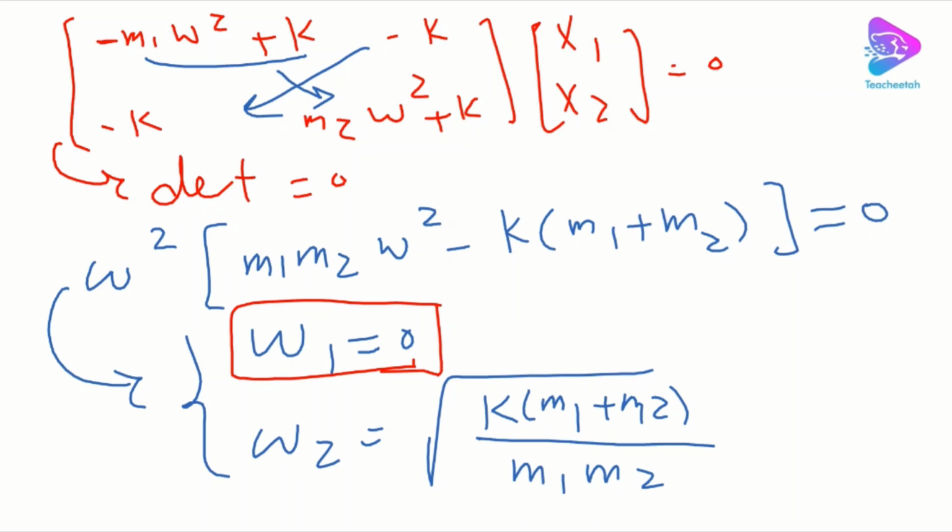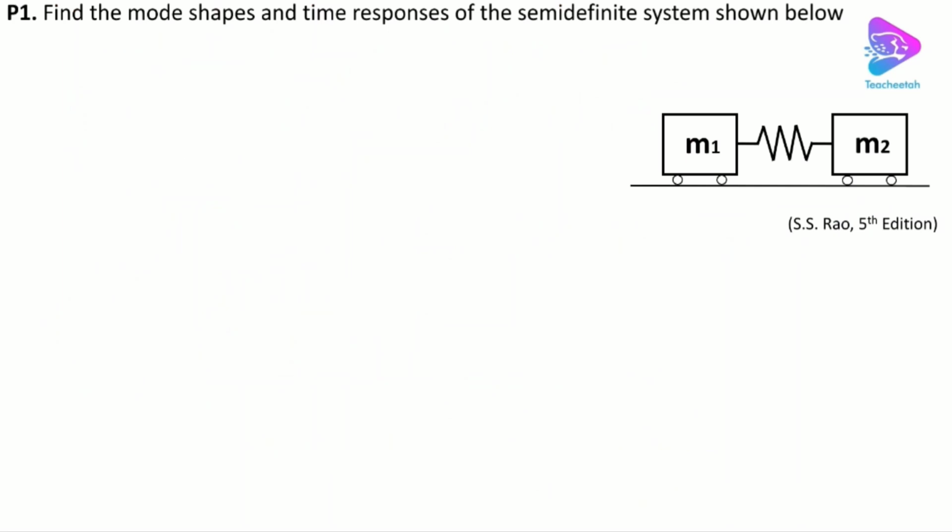It's different. Previously we had two non-zero expressions for the frequencies, while for this case we have one 0. So let's see what happens later. Based on what we find here, I just defined this problem, which is asking for the mode shapes and time responses of a semi-definite system below.